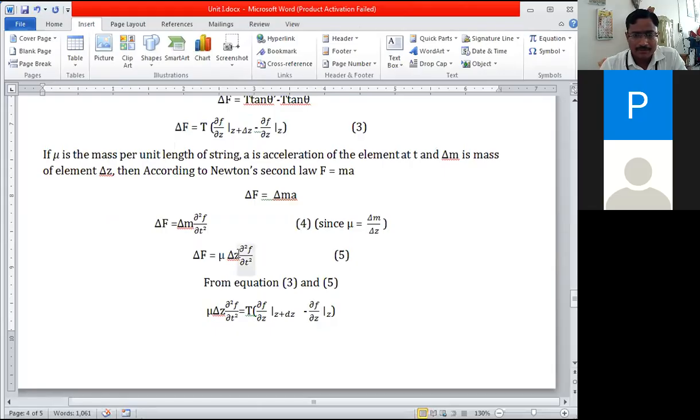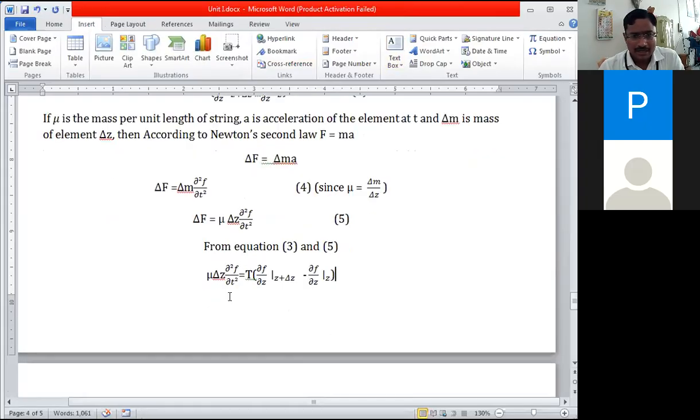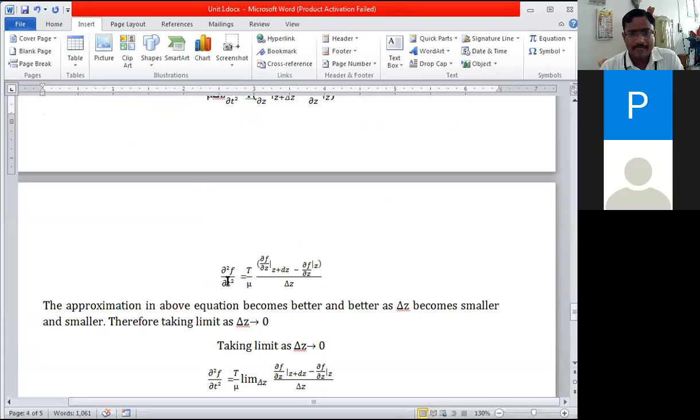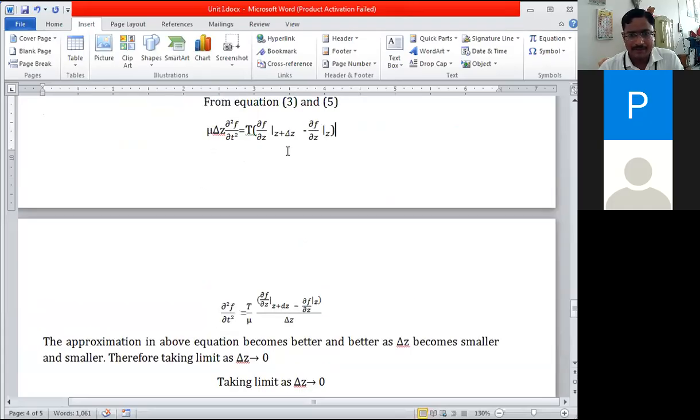First we have taken mu delta z dou 2f by dou t square, and then it is equal to t into dou f by dou z at z plus delta z minus dou f by dou z at z. Then we have this equation. We can take mu to this side, delta z to this side also. इथं जे mu आहे, mu ला इकडे घेतलं, t divided by mu केलं, delta z total divided केलं आपण याला. So we have this equation.